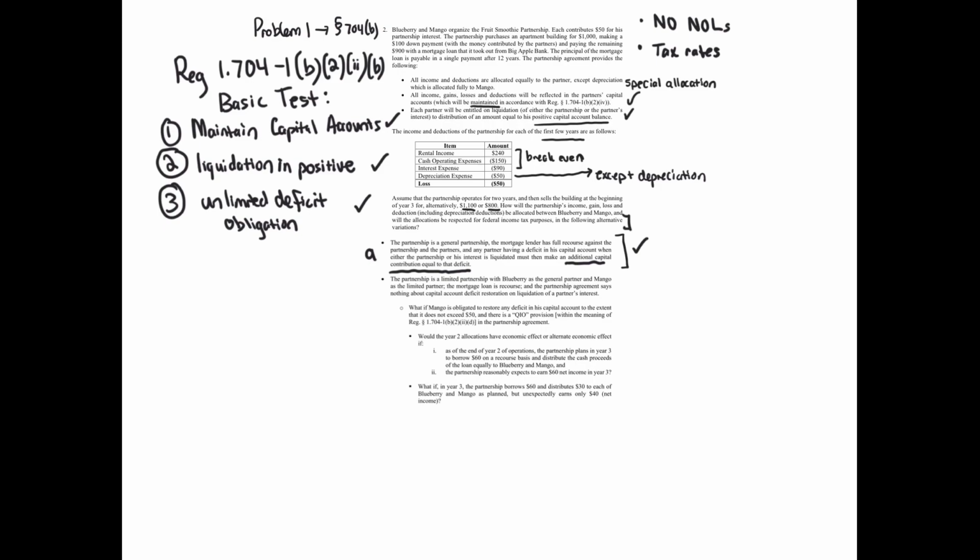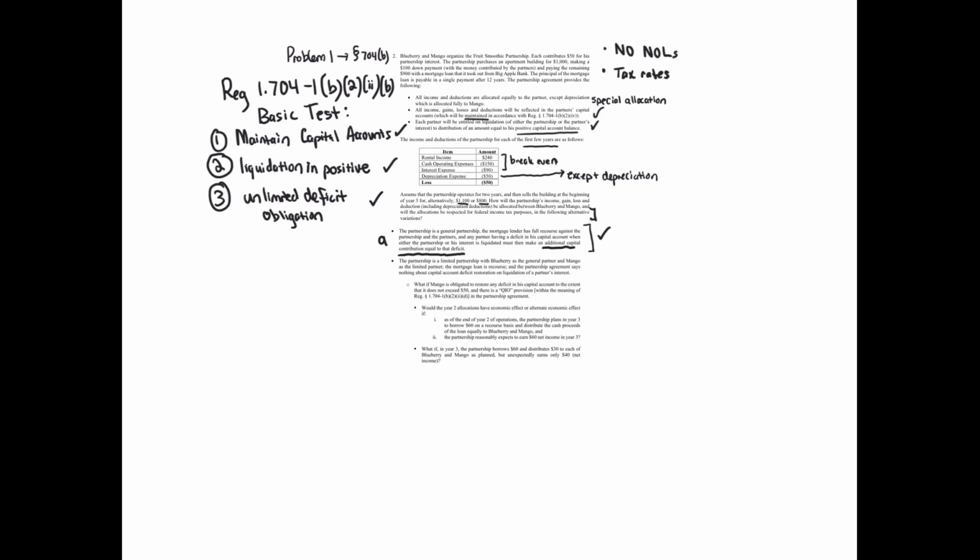So we've got two variations. In variation 1, we're going to sell the property for $1,100. In variation 2, we sell it for $800. Okay, so if we think about years, we're looking at end of year 2 and then the sale in year 3. So our initial balance, right, we've got Blueberry, I'm just going to say B and M.